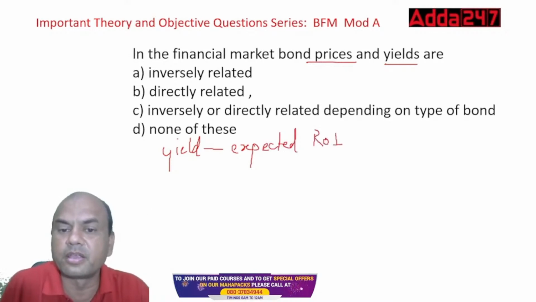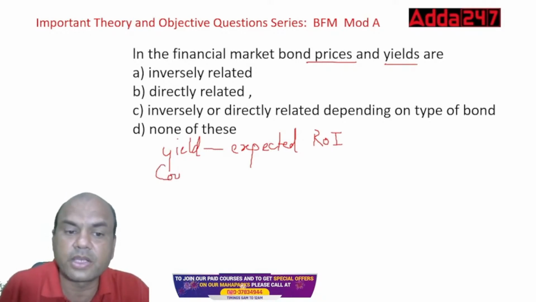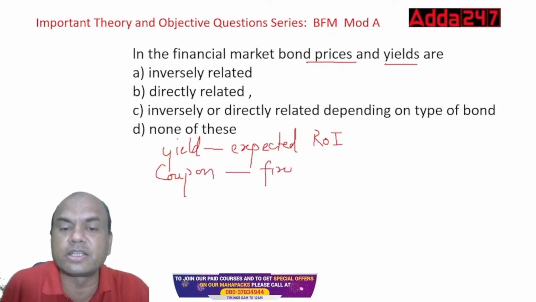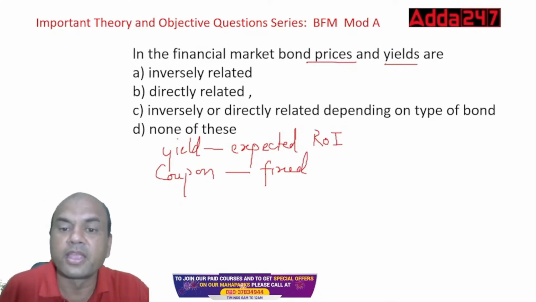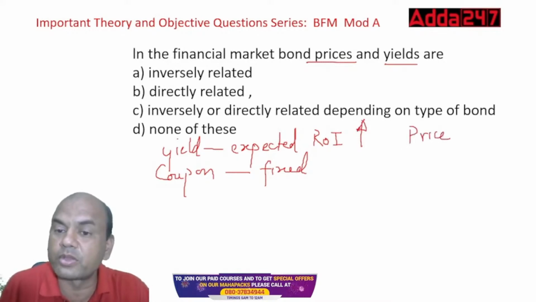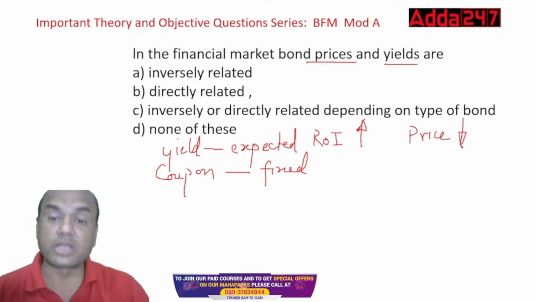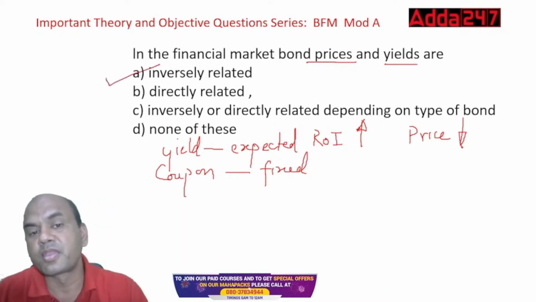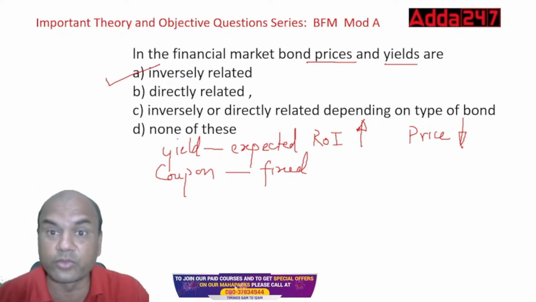Okay, that is yield. There are two rates always in any bond. One is coupon and second is yield, right? So coupon is always fixed. Once it is given, it's fixed. You can't change it. But this yield goes on changing. Expected rate goes on changing. If the expected ROI goes up, then the price of your existing bond will go down. Always remember. If the expected ROI goes down, the price of the bond will go up. So it is what? Inversely related, isn't it? In the financial bond market, bond prices and yields are inversely related always.